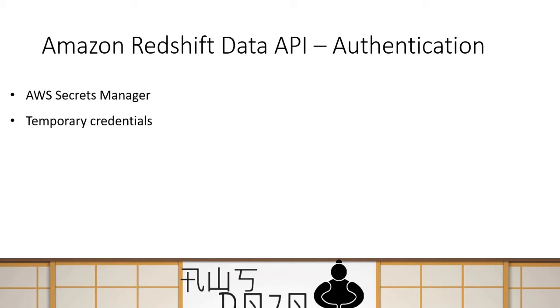The second is you can also use temporary credentials. As you know, Redshift supports temporary credentials. In that case, you can use one of the Redshift user accounts with temporary credentials to authenticate as well. So there are two methods available for the Data API to authenticate your call to the Redshift cluster.